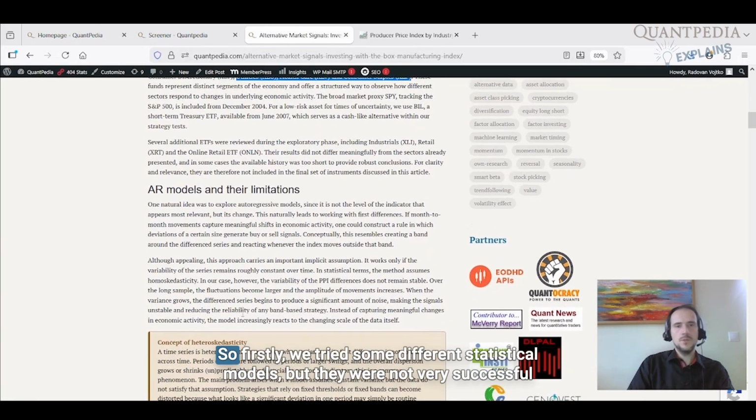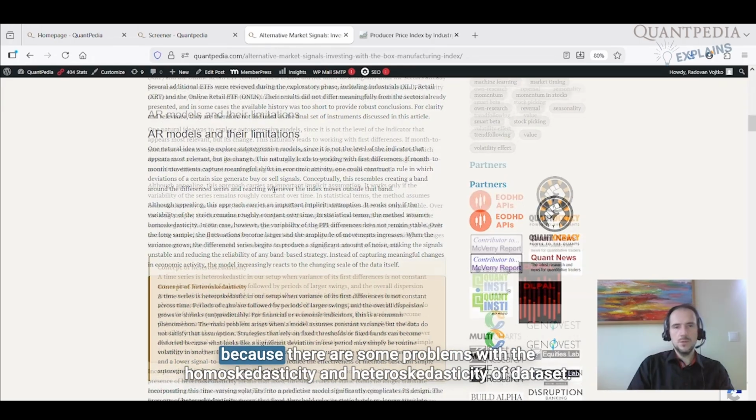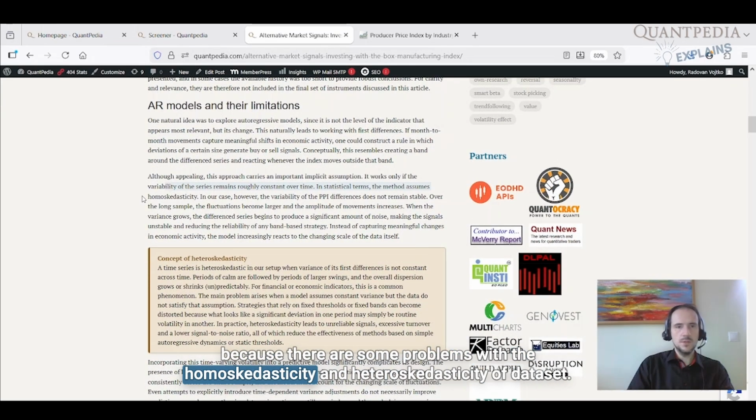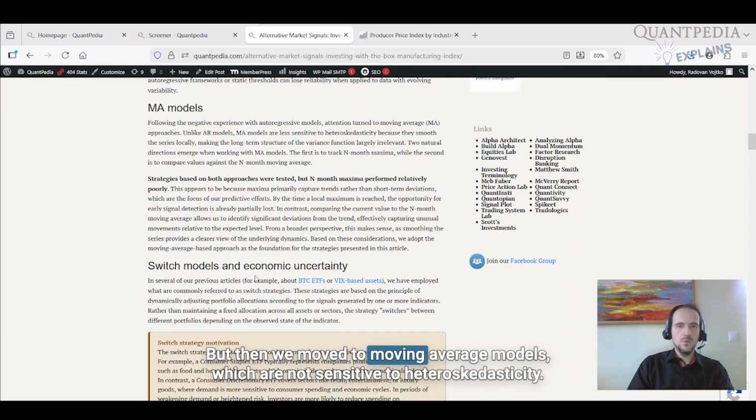So how to do that? Firstly, we tried some different statistical models, but they were not very successful because there are some problems with the homoscedasticity and heteroscedasticity of the dataset. If you are more interested, feel free to read our explanation. But then we moved to moving average models, which are not sensitive to heteroscedasticity.